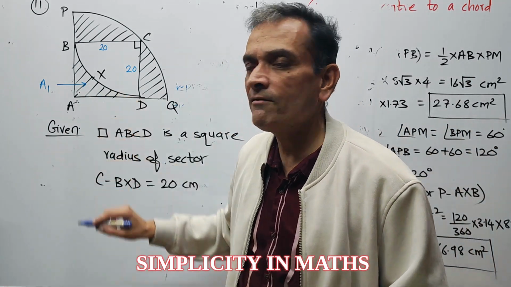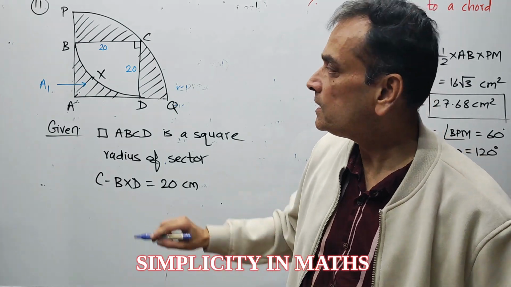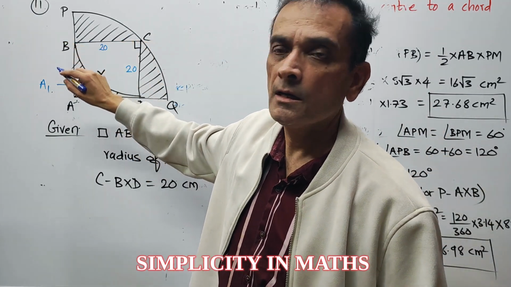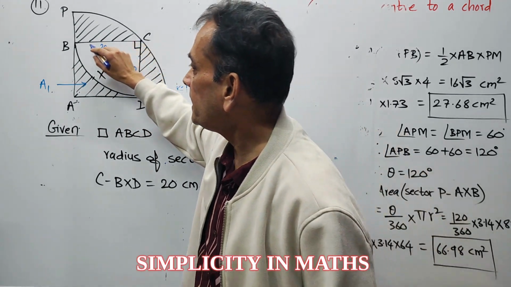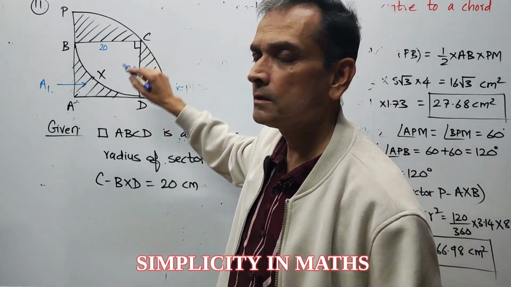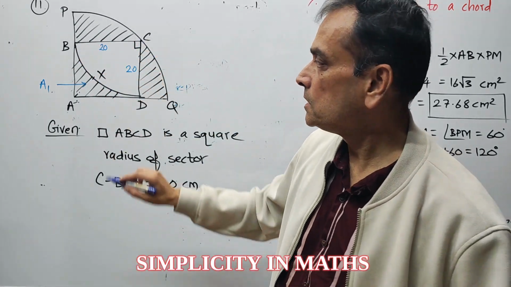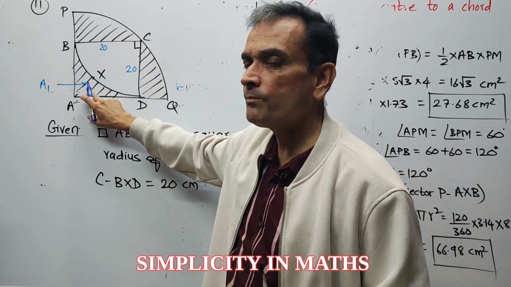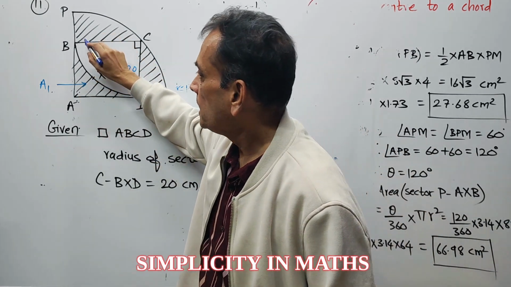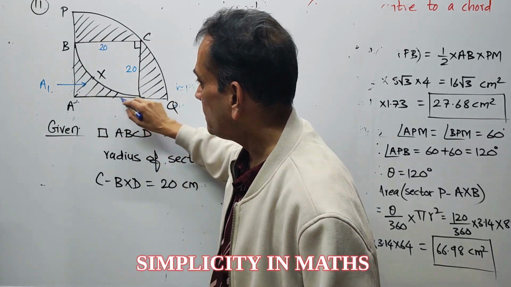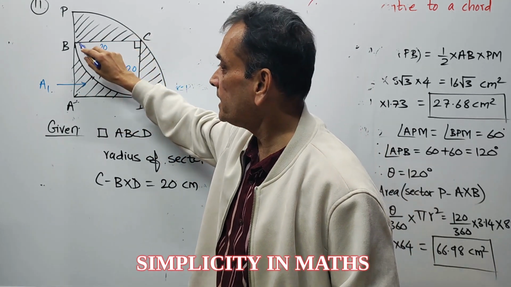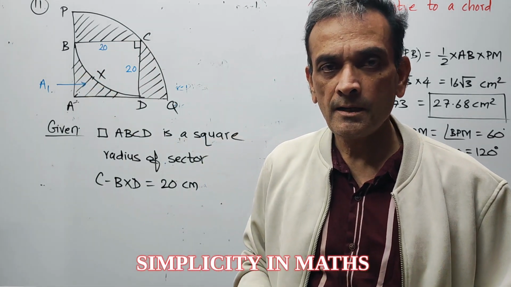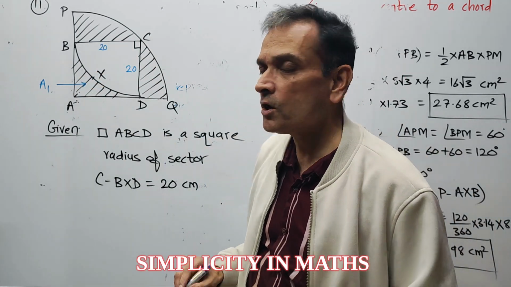So how do I find A1? Simple. Area of square minus area of this sector. Look again, this shaded part. Don't look at this. This shaded part: area of square minus area of sector. Right? So let us first find area of square.